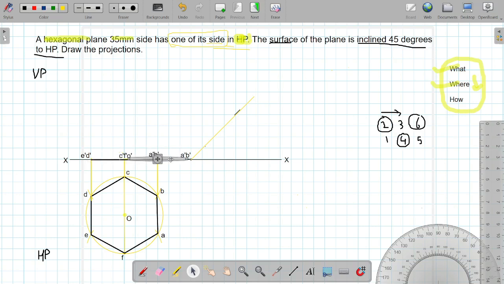Now I will keep it here at AB, and I will make an arc on this particular line of 45 degrees. And now I will name this point as E dash and D dash.